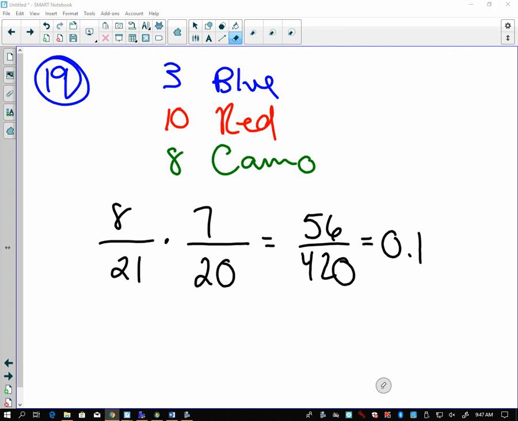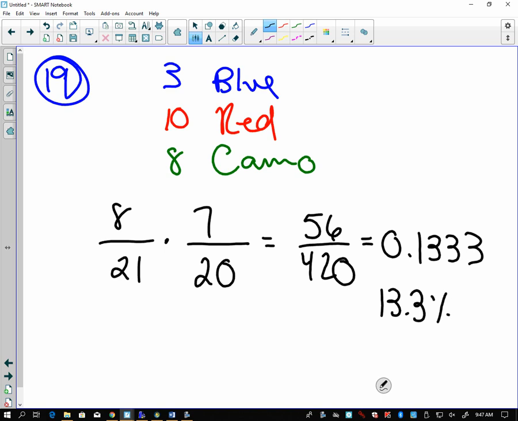Now we want our answer as a percent. So we're just going to say that as, hold on, to the nearest tenth. So you said 0.1333, going on. So can I go ahead and change that to a percent? What is that as a percent? 13.3%. Okay, because we want the percent to the nearest tenth. Okay, does that make sense?